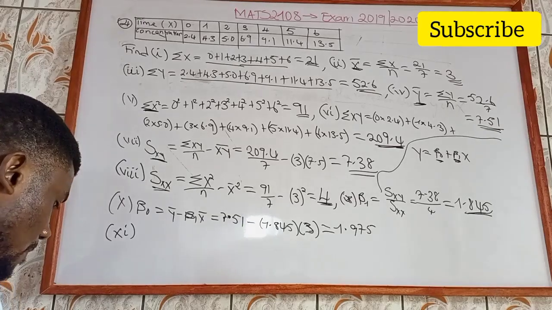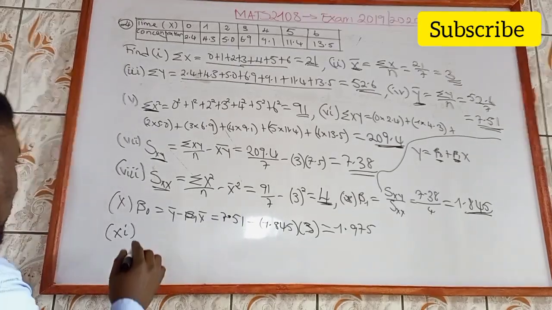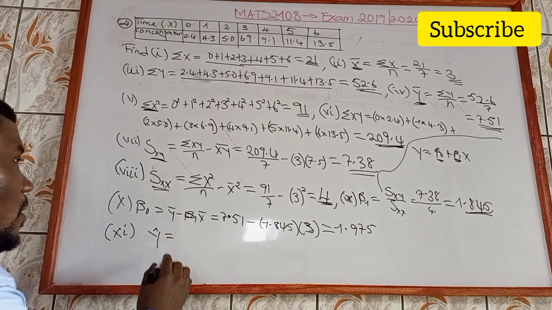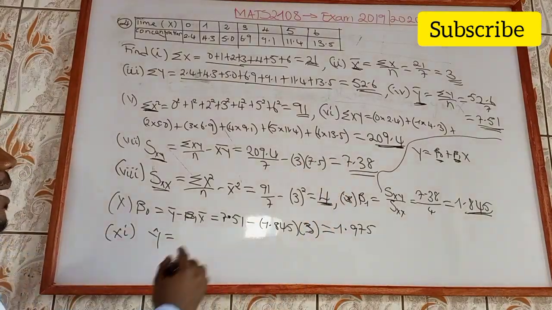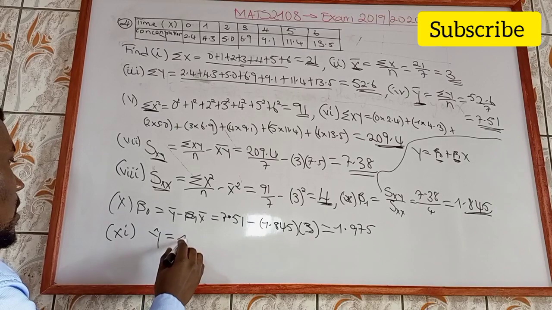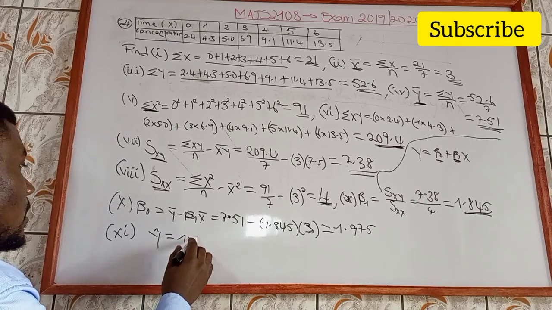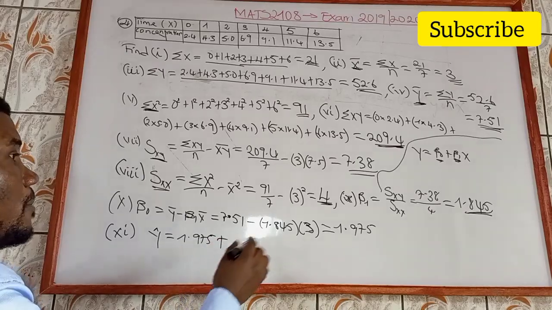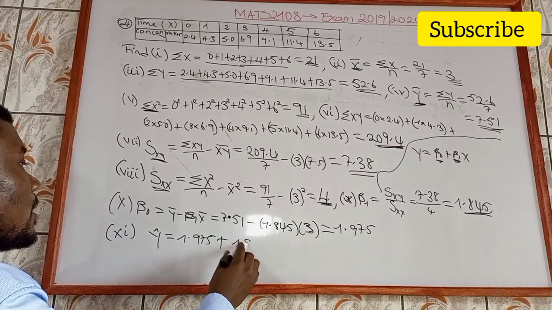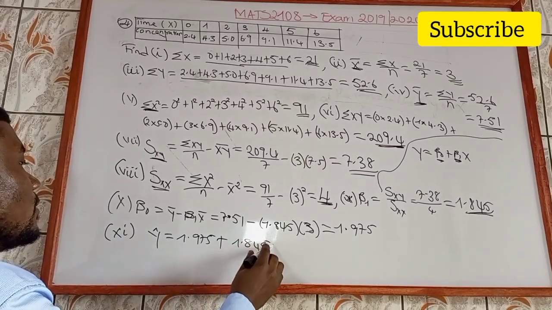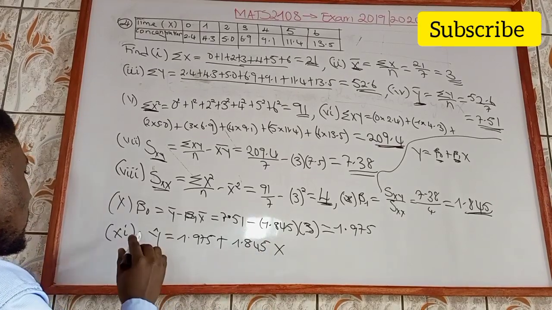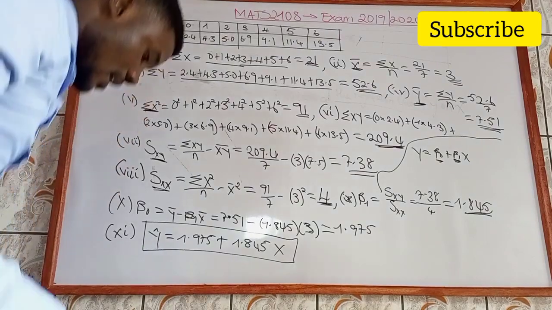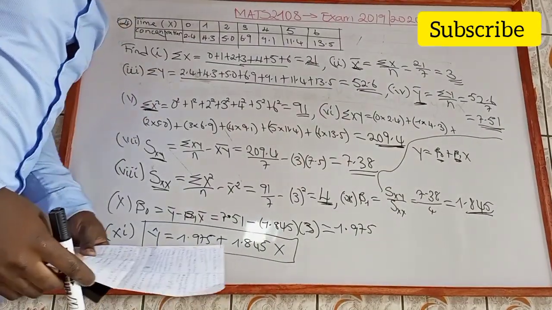And finally, the last question, Roman 11, the equation of the regression line. The equation of the regression line is y cap equal to b naught, which is 1.975, plus b1, 1.845x. That is our equation of the regression line, and that completes number 4.